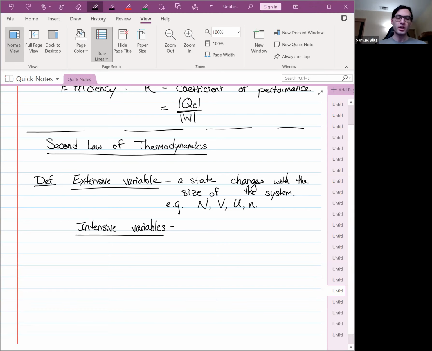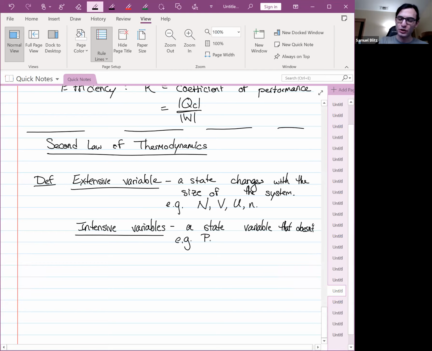Whereas intensive variables are state variables that are kind of averages. So a state variable that is kind of composed of an average, these are things like pressure and temperature. Pressure is an average of the amount of force that's being applied to the walls. So if you're talking about a larger system, the pressure isn't necessarily going to double. Like if your system doubles in size, your pressure doesn't necessarily double in size. Similarly, if you double the size of your system, your temperature doesn't necessarily double, because these are average things.